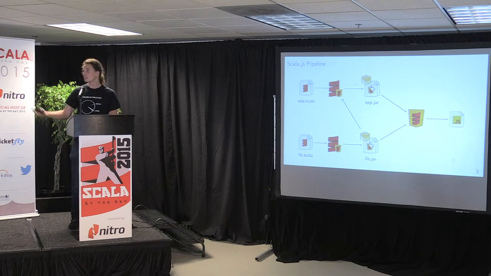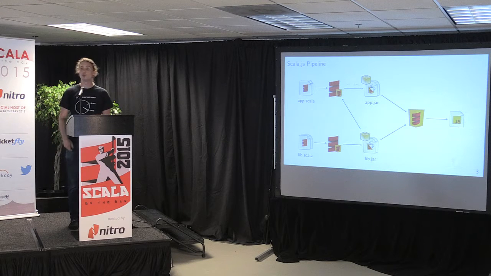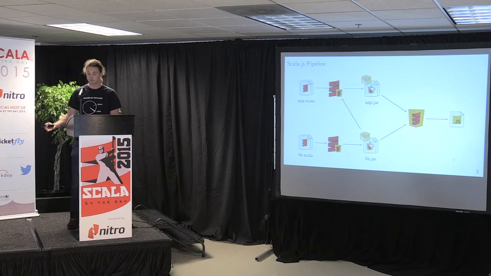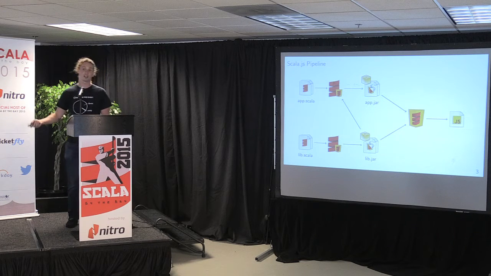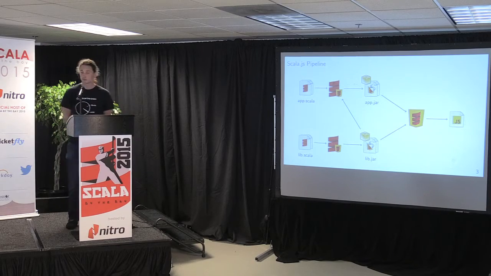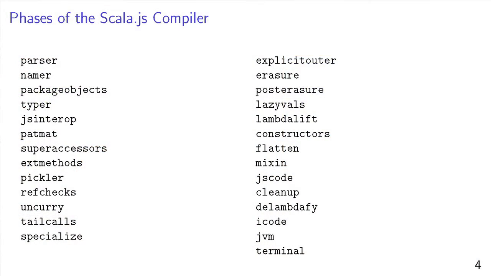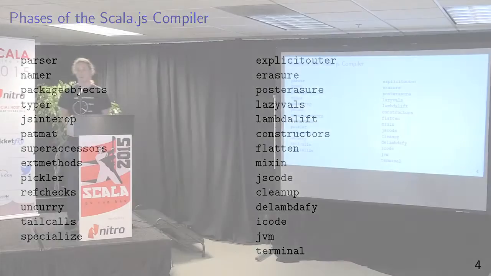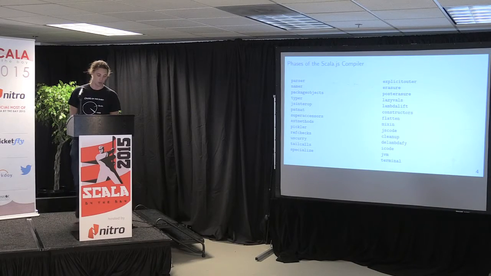OK, so from here, it is actually pretty obvious that we have two key components to that whole pipeline. We have the Scala.js compiler, and we have the Scala.js linker. And I'm going to talk about these two components in order. All right. These are the phases of the Scala.js compiler. We're going to go through these phases one by one and have a look at what they do individually, and hope we're done in the half hour I have.